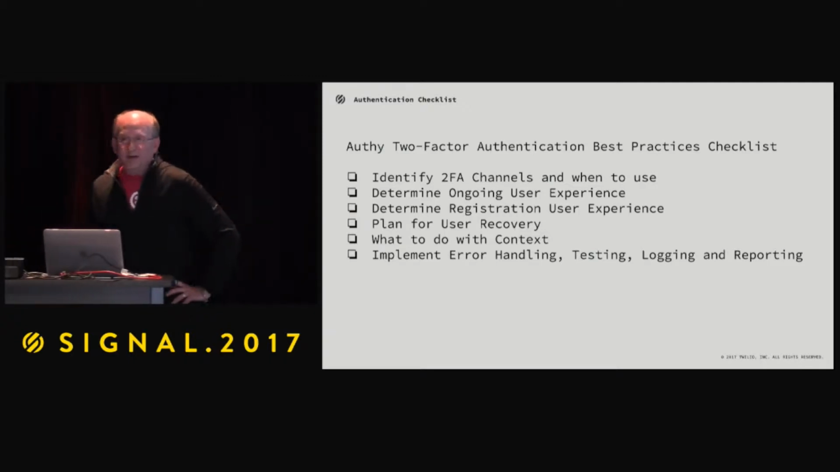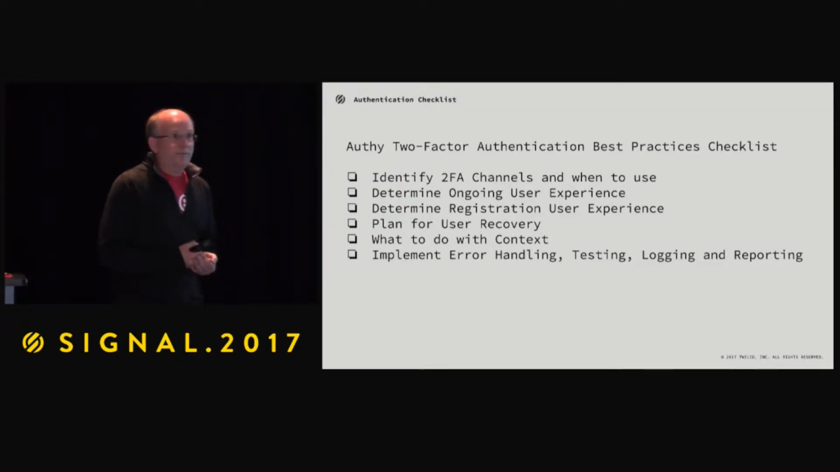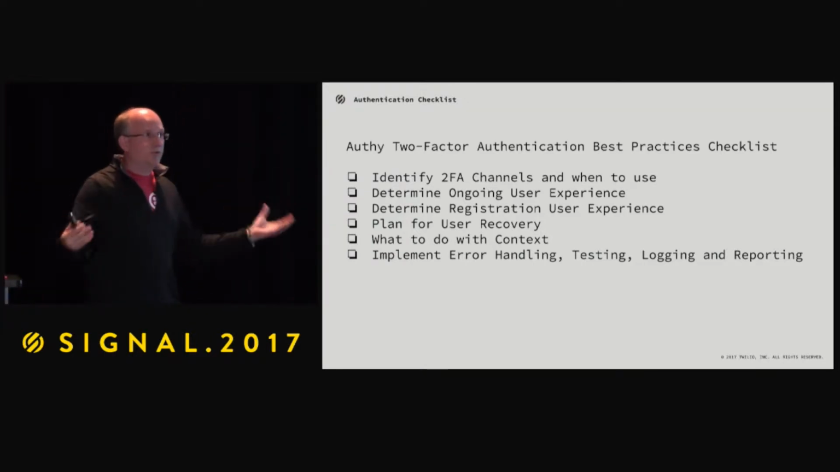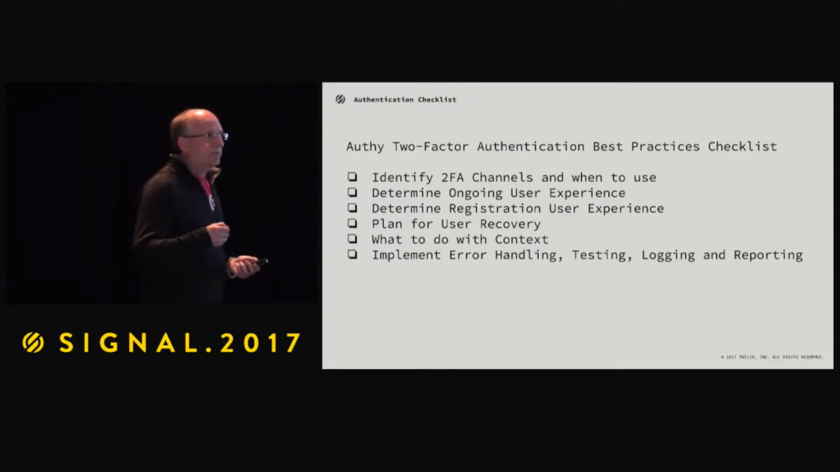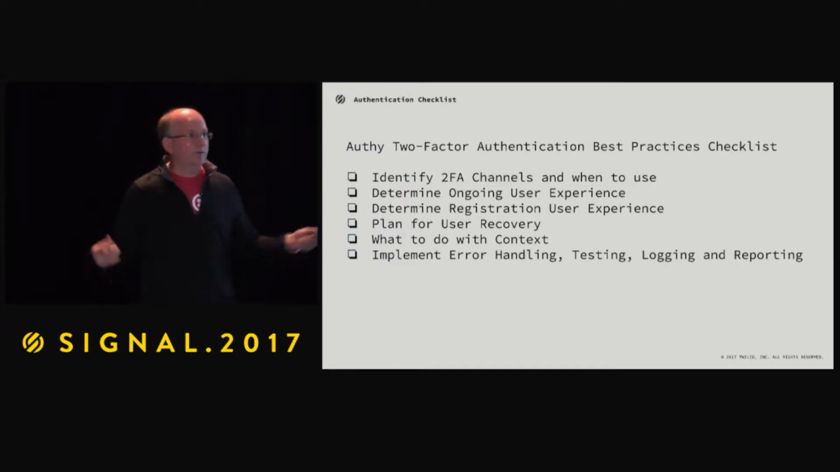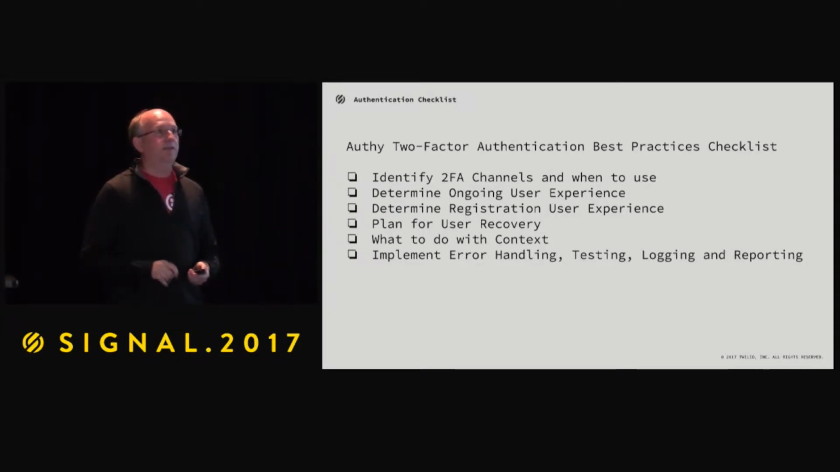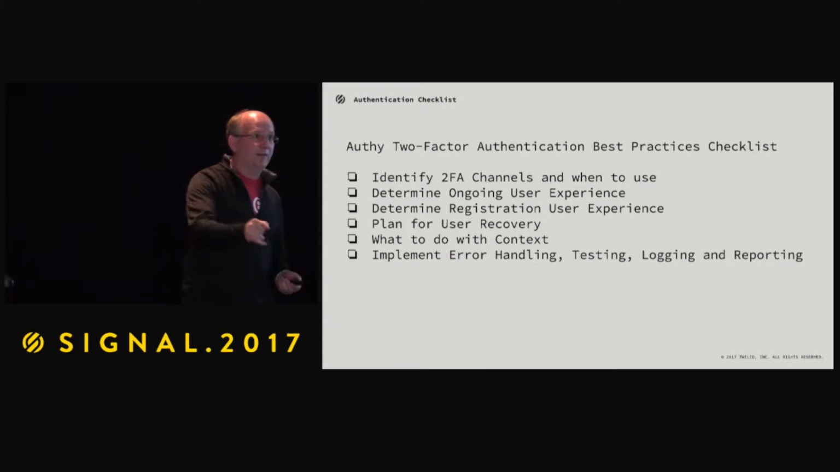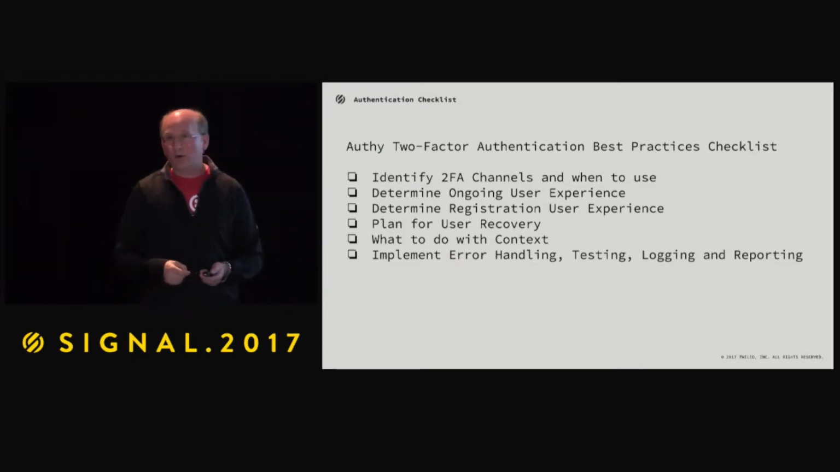So, the Authy two-factor authentication best practices checklist. We're going to identify all the different channels that we offer and when you should even do two-factor authentication. That's part of the decisions that you need to go through. You need to figure out what the user experience is once they're enrolled. What's the steady state going to be? How often are you going to prompt it? Under what circumstances? We need to figure out how we're going to get these users registered, and registered in a way that hopefully encourages them to adopt the more secure options that we offer.